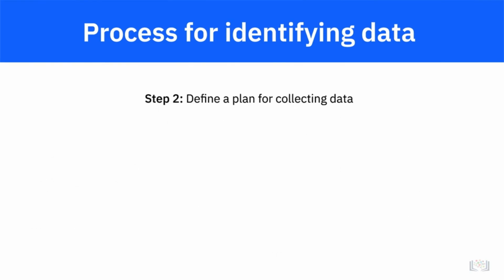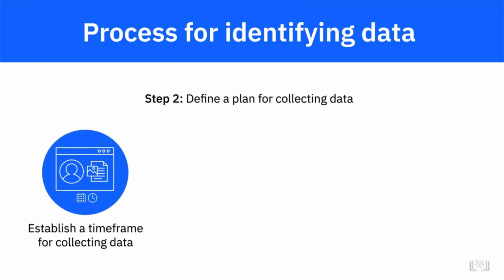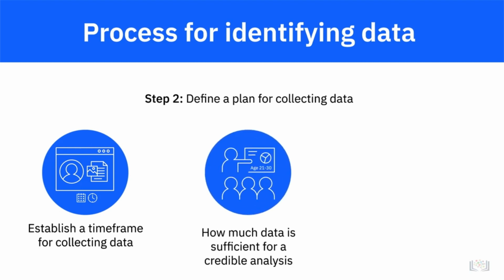The next step in the process is to define a plan for collecting data. You need to establish a time frame for collecting the data you have identified. Some of the data you need may be required on an ongoing basis, and some over a defined period of time. For collecting website visitor data, for example, you may need to have the numbers refreshed in real time. But if you're tracking data for a specific event, you have a definitive beginning and end date for collecting the data.